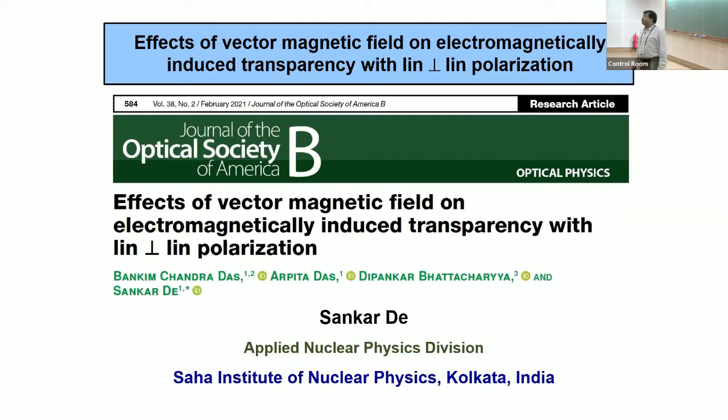So yes, I will be talking about vector magnetic field effects, which is based on electromagnetically induced transparency. And what she meant by linear perpendicular polarization is that the pump and the probe both are linearly polarized, but they are mutually orthogonal to each other. So that is what it means. This is the paper that has been published, and the talk is based on this paper only.